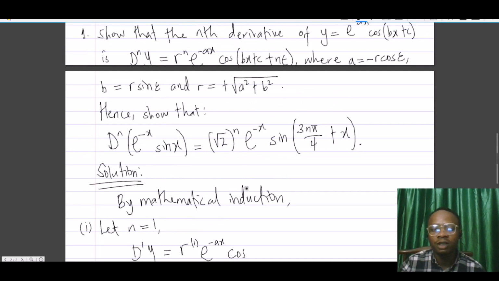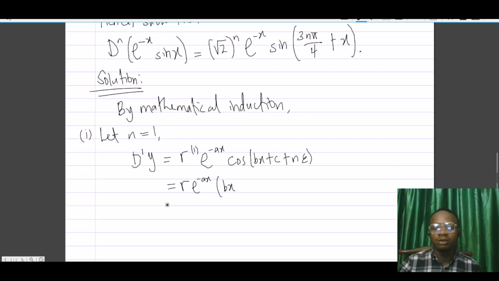So using this formula again, we're still using this formula. That will be cos of bx plus c, so that is still bx plus c, then plus n epsilon, then close the bracket. So that is what the first derivative will be. So this is what we get using the formula directly. Don't forget, our duty here is to check if this is true for when n equals 1. Okay, so we want to do that.